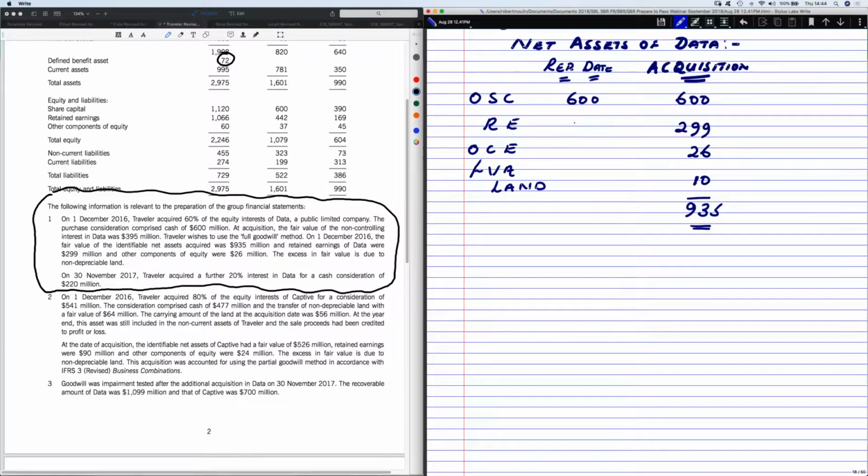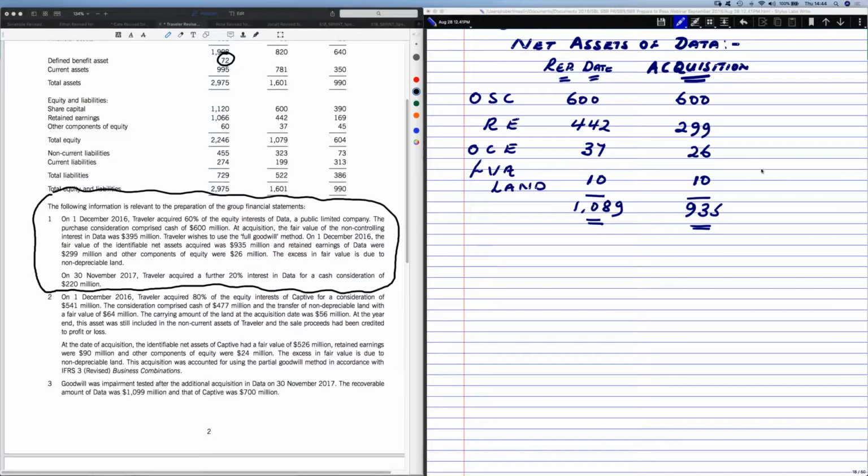The retained earnings are now 442. Other components of equity is 37. And it doesn't give us any indication of whether the land has been sold or has changed in value. So I'm going to take it as read that that is also going to be 10. And can you just give me that figure, please? Does anybody want to give me a little calculation? So 600 plus 442 plus 37 plus 10 is a figure of 1089.